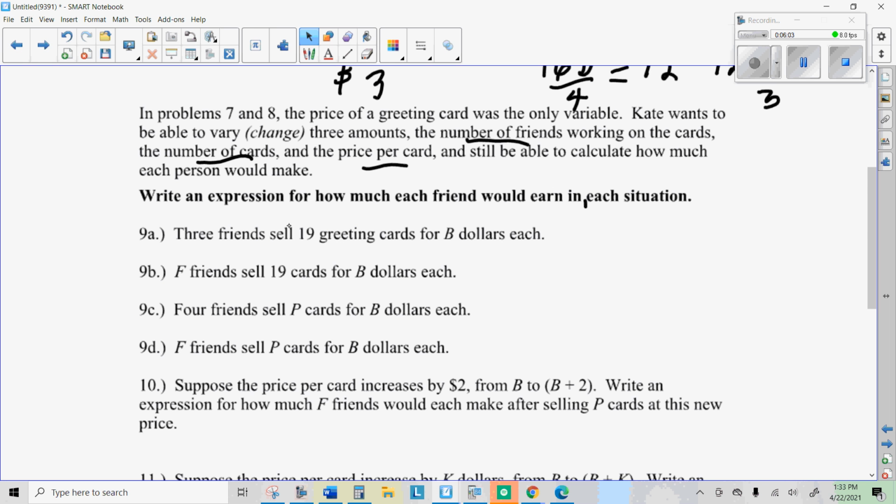Okay, so I'll do the first one with you. It says 3 friends sell 19 greeting cards for $B each. So you would do 19 times B to get the total for the greeting cards, and then you would divide that by 3 because there's 3 friends to split that. Because remember, we want to know how much each friend makes. Okay, so F friends sell 19 cards for $B each. What would you do for that?